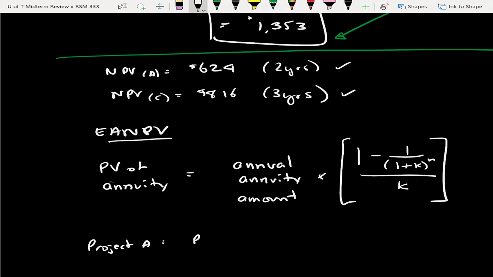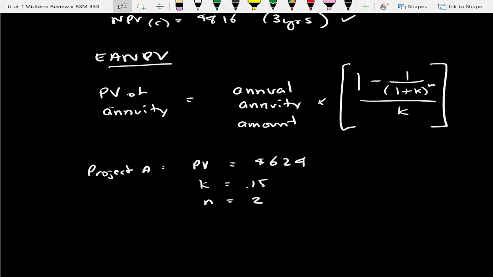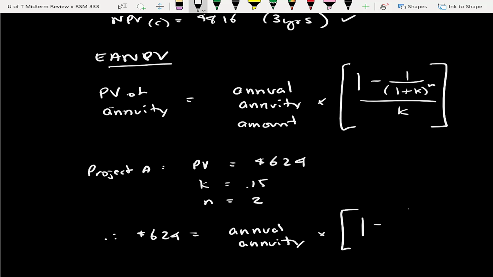the PV of the annuity is equal to the net present value, the $624. K is equal to 0.15 and N is equal to 2 years. So if we plug all of that in, we get the following. So $624 is equal to the annual annuity multiplied by 1 minus 1 over 1.15 to the power of 2, divided by 0.15.